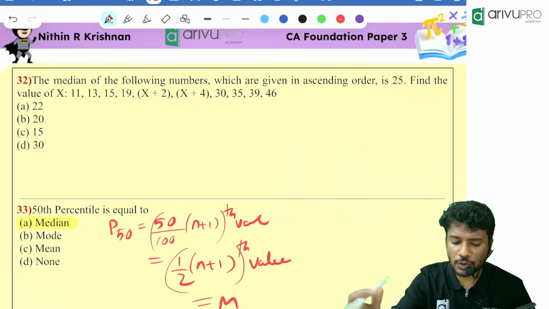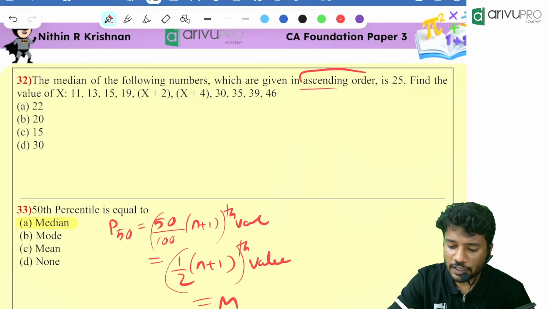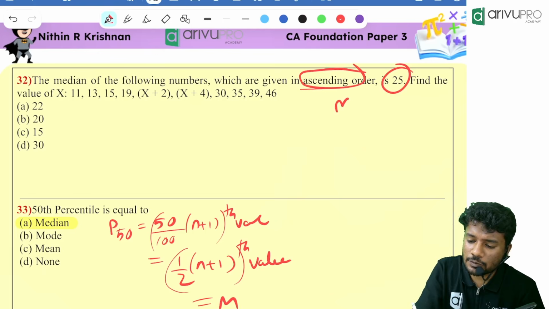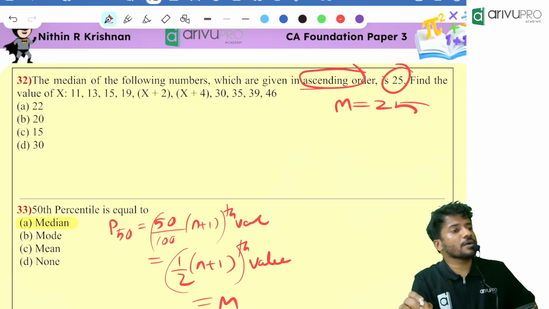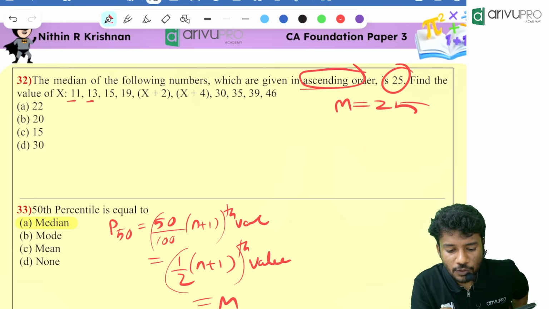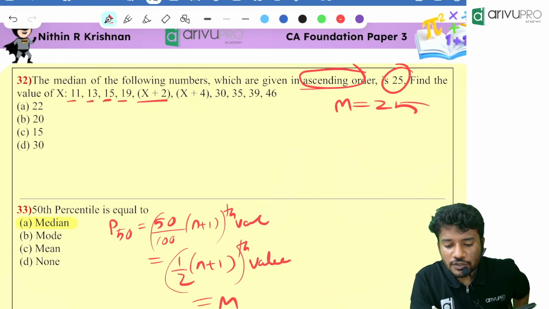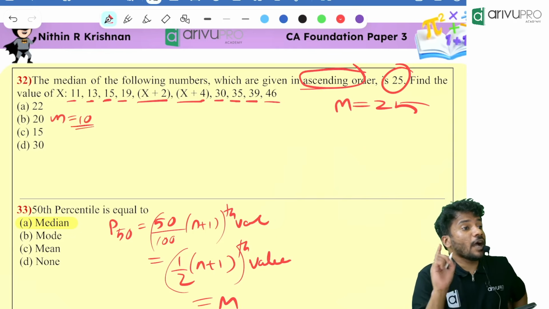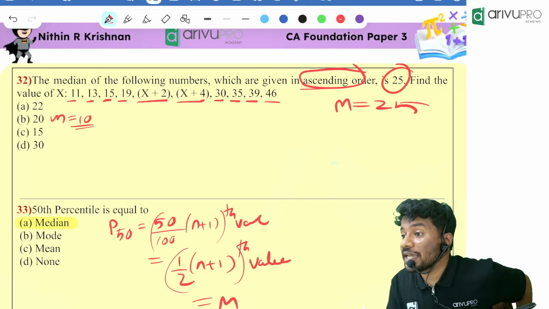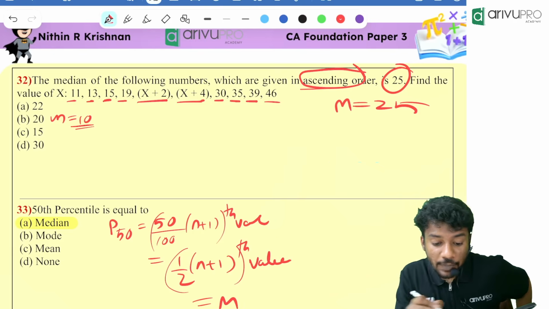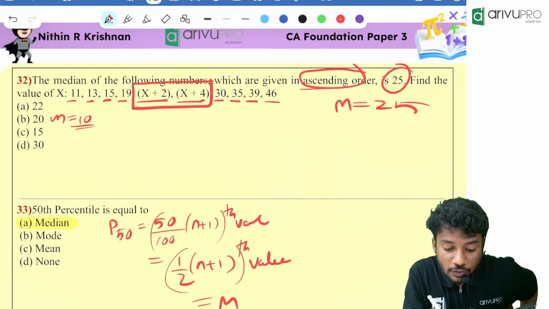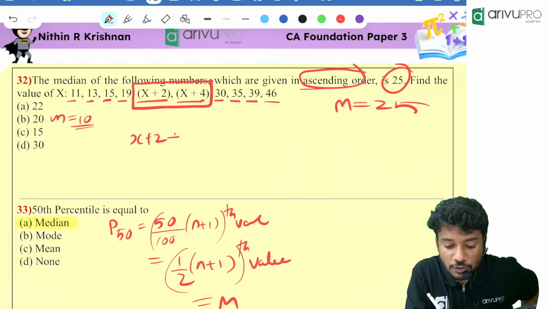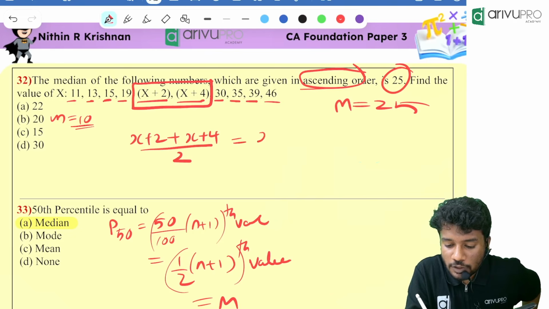Then what else is given in the question, people? Ascending order is already given, correct? Median is what? 25. How many numbers are there in total? 1, 2, 3, 4, 5, 6, 7, 8, 9, 10 numbers are there in total. N is equal to 10. When the number of observations is even, median is what? Average of the middle two values. Middle two values' average is x plus 2 plus x plus 4 divided by what, people?